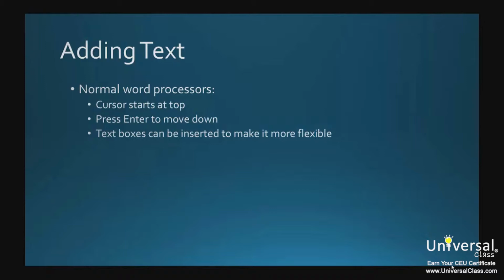In most word processor programs, such as Microsoft Word, you can add text to a document by typing once the cursor appears. You start at the top of the page and work your way down. You can hit Enter to move down and type further down on the page if you want, but the cursor starts at the top. In addition, you can add text boxes if you want. Text boxes are just boxes that contain text. You can resize, drag, and drop these text boxes. Honestly, it gets quite complicated.